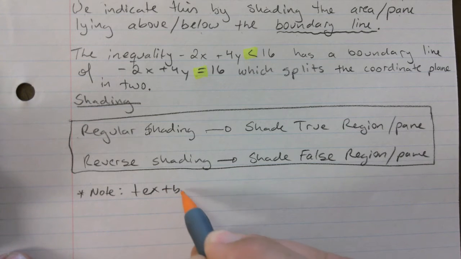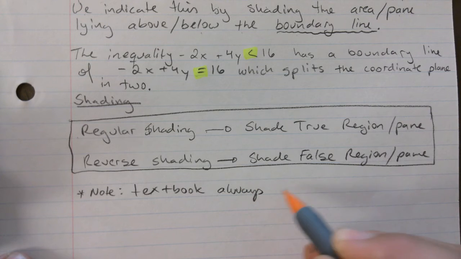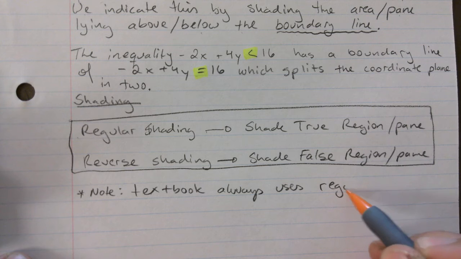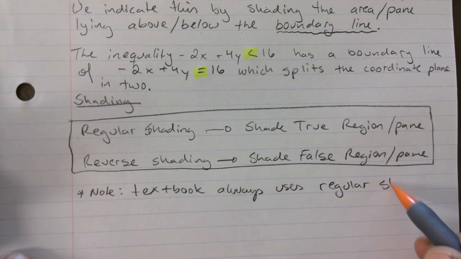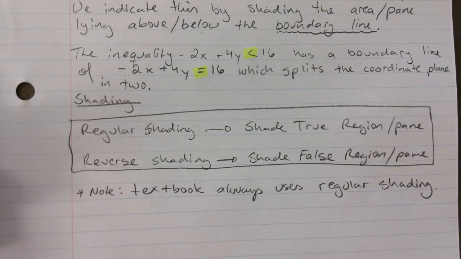Textbook always uses regular. Just so you know, it only uses regular shading, but it will not change how to find the answer at all.